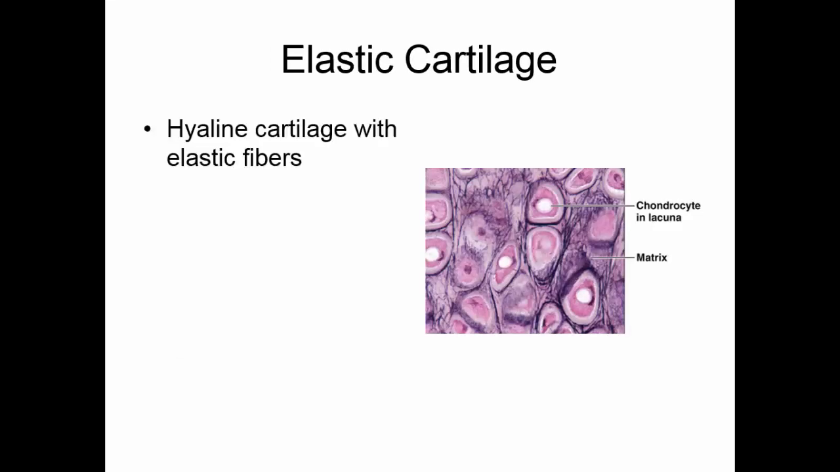Elastic cartilage is hyaline cartilage with elastic fibers in it. This gives us the strength of hyaline cartilage, but more stretch and flexibility. This is the kind of cartilage that's found in your ear and the epiglottis of your larynx.